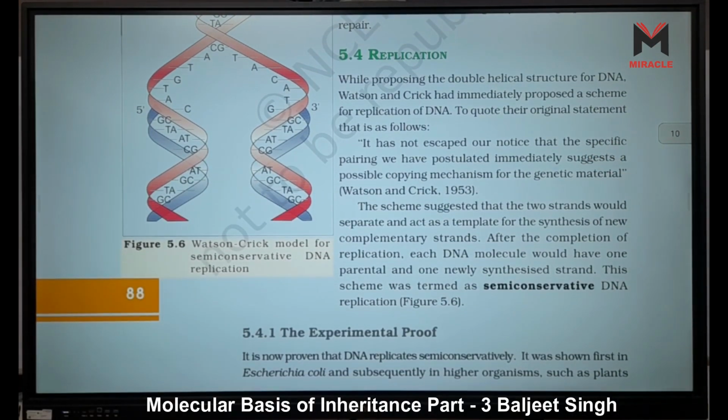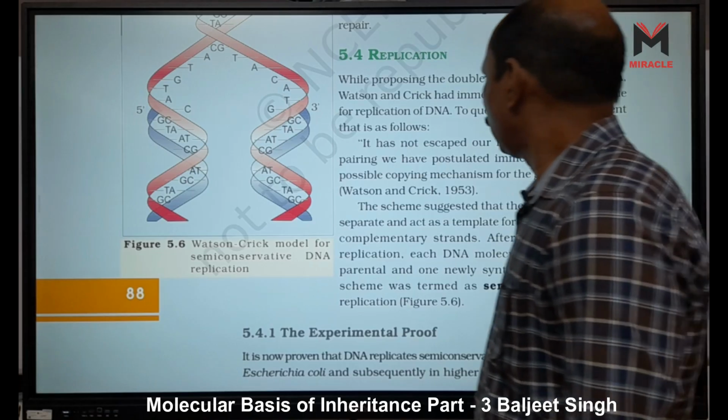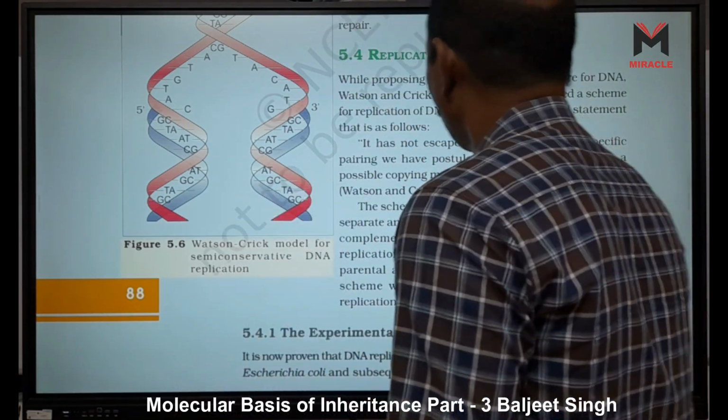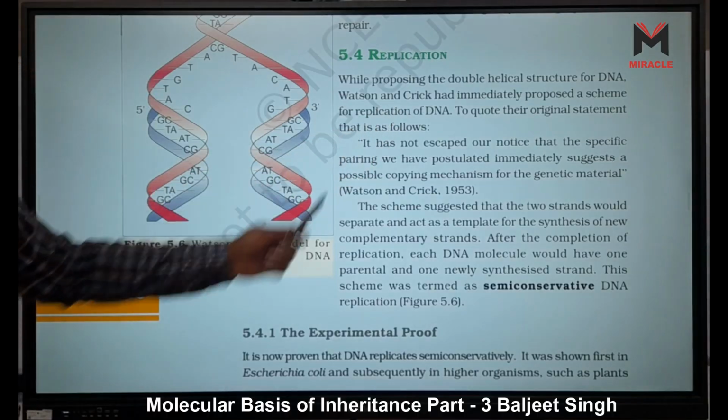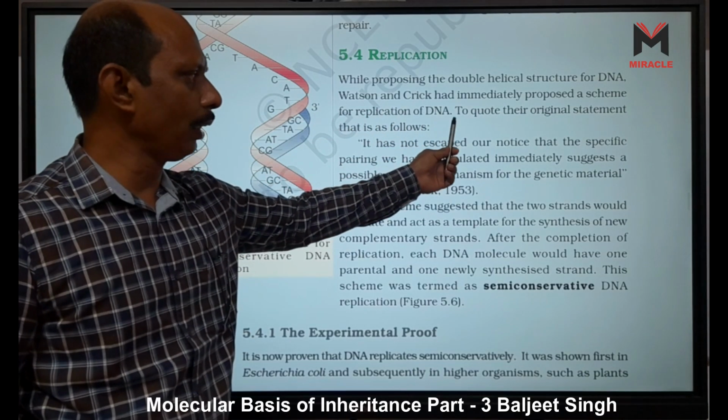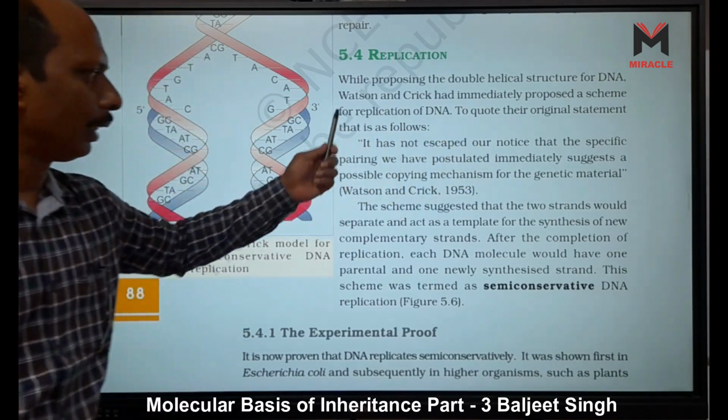Replication. While proposing the double helical structure of DNA, Watson and Crick had immediately proposed a scheme for replication of DNA. To create the original statement that is followed.